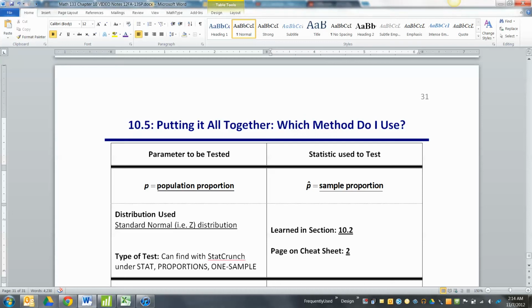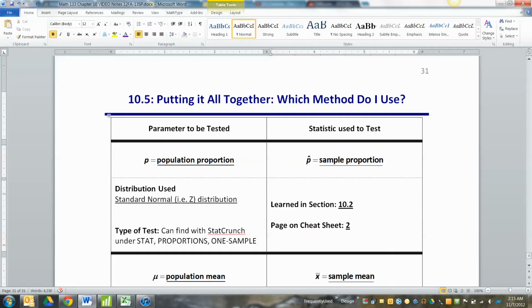Okay, so putting it all together, what we've done in chapter 10, how do you know when to use which test? And so the answer is it depends. So you're going to have to pay attention to what's written up in the problem. Are they talking about the proportion? If they're talking about proportions, if that's what you're dealing with, then you're going to be testing the population proportion. You'll use the sample proportion to test that.